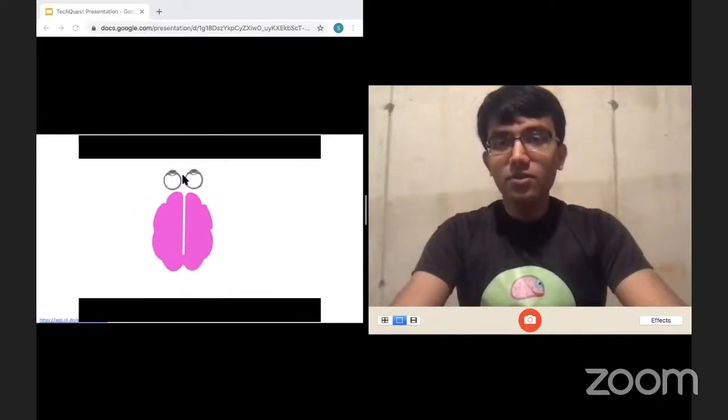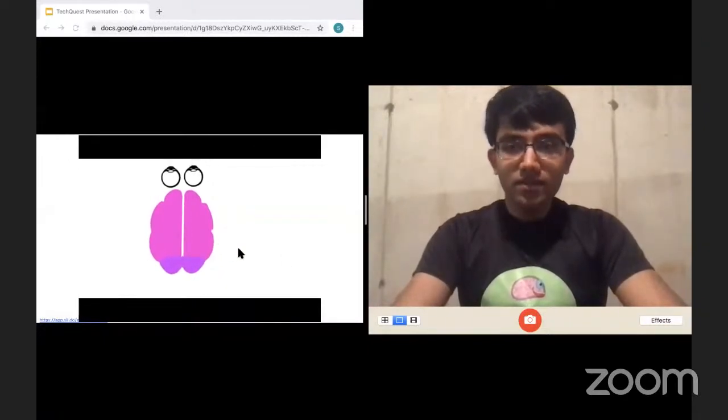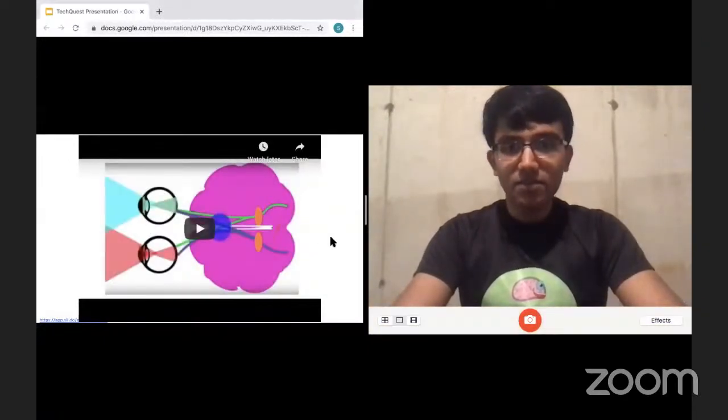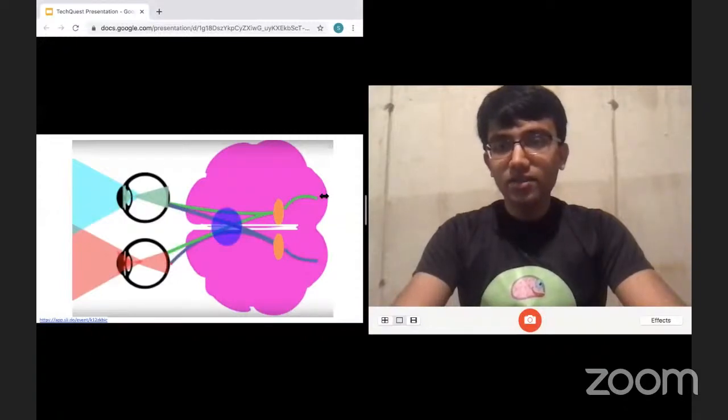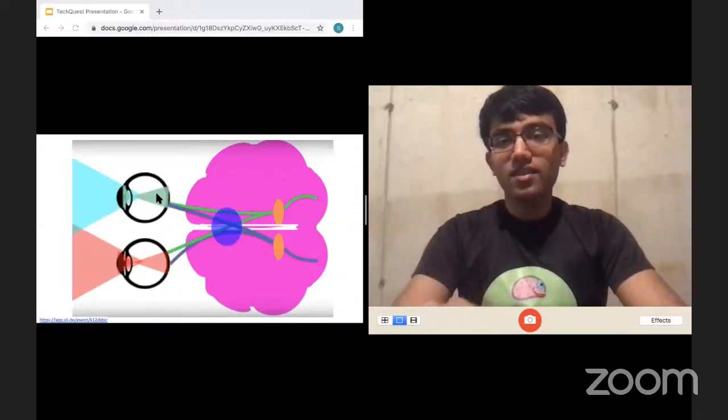At the front would be the eyes. At the back here is the occipital lobe. Okay, so now let's take a look at what that connection in between looks like. So here's our eyes at the front, our occipital lobe at the back. Clearly a lot is happening in between. Okay, so let's take a look at it step by step.